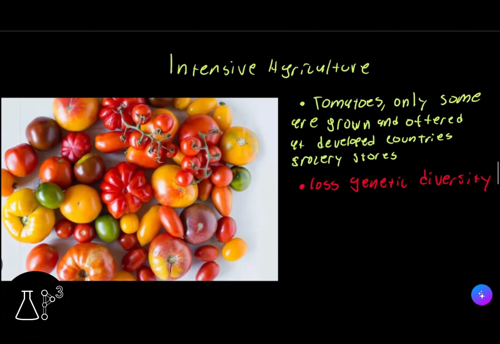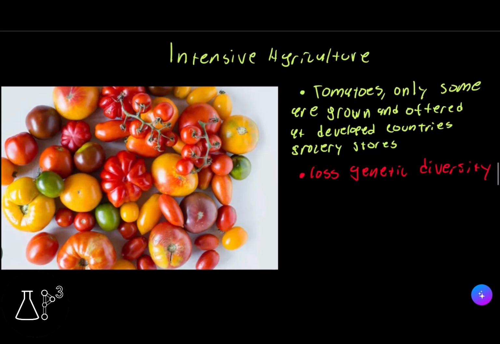So then we have intensive agriculture. This is a little bit different. It's not really tested, but basically I gave an example of tomatoes, because of tomatoes, only some of them are going to be grown and offered at developing countries and grocery stores.